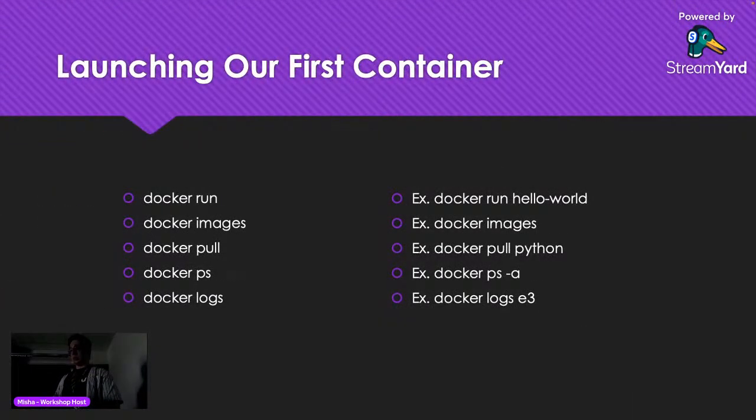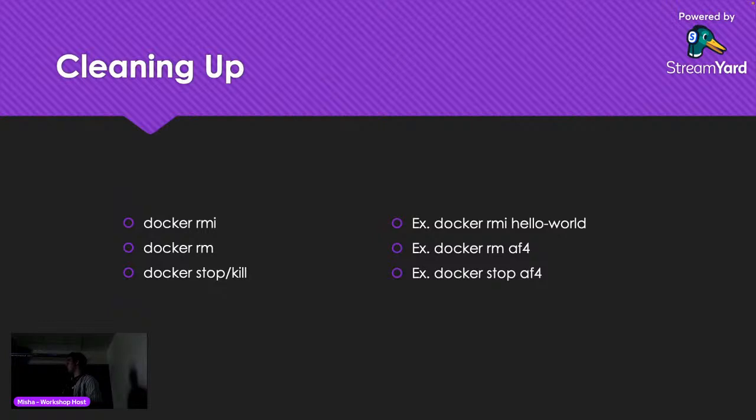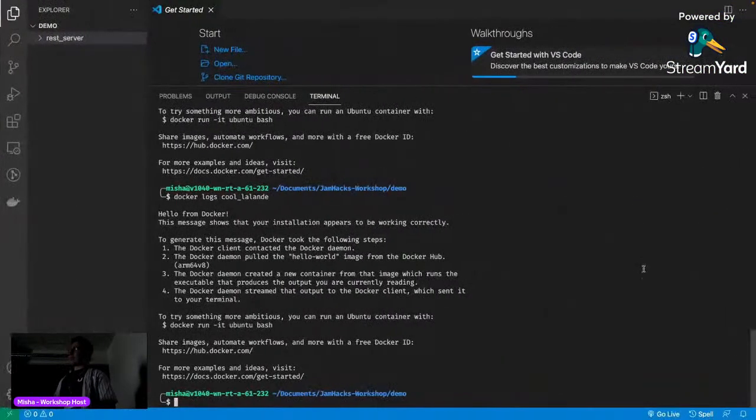So let's move on. Now let's talk about cleaning up a bit of all the images and containers we made. First we can remove an image. We don't really care about the hello world image at this point. When we ran it once, we saw that it worked. Now we can remove it. So docker rmi hello world.